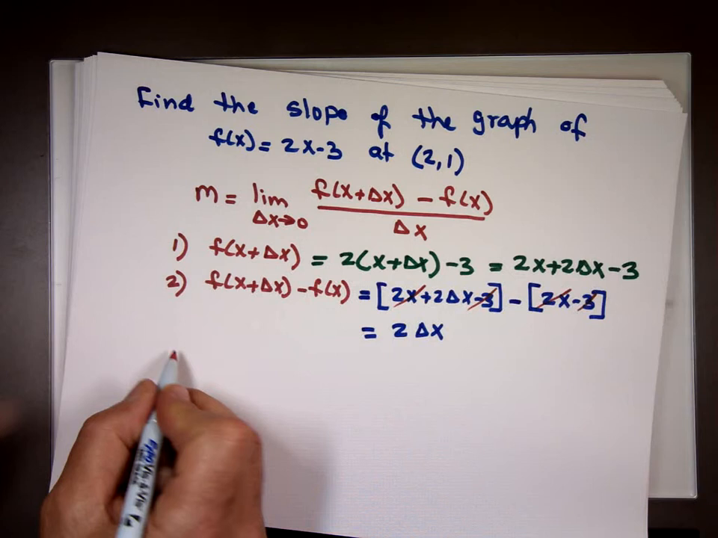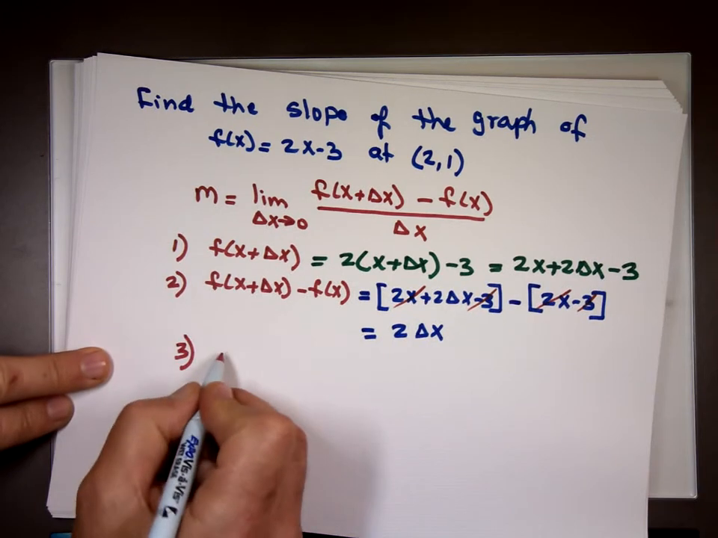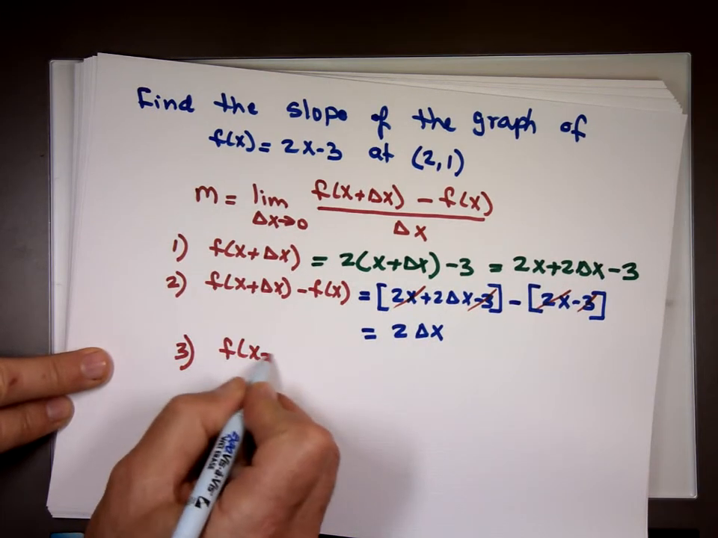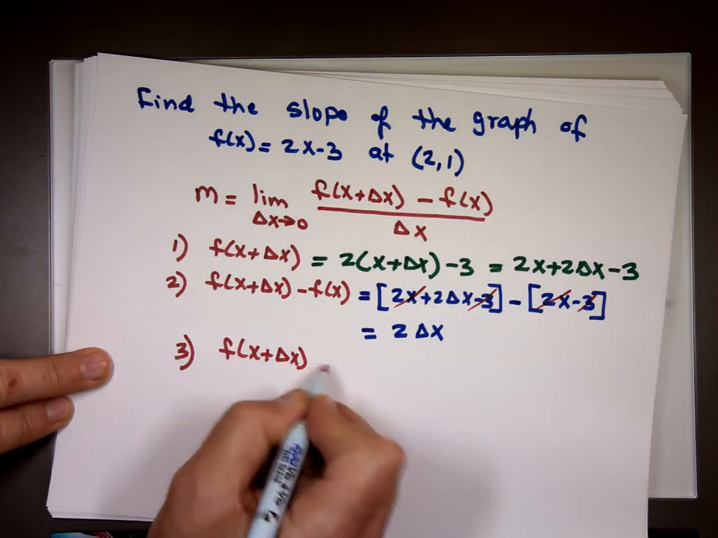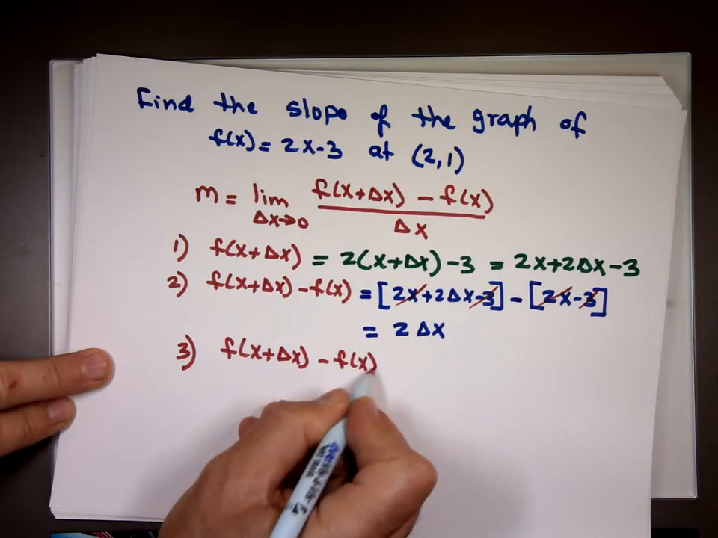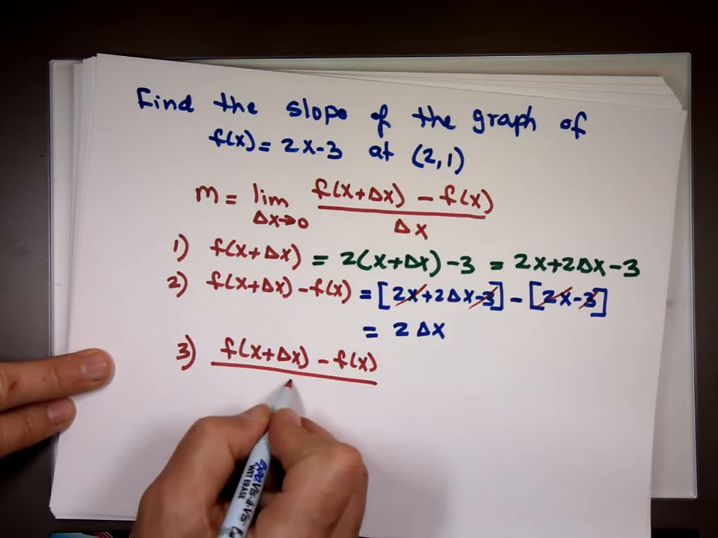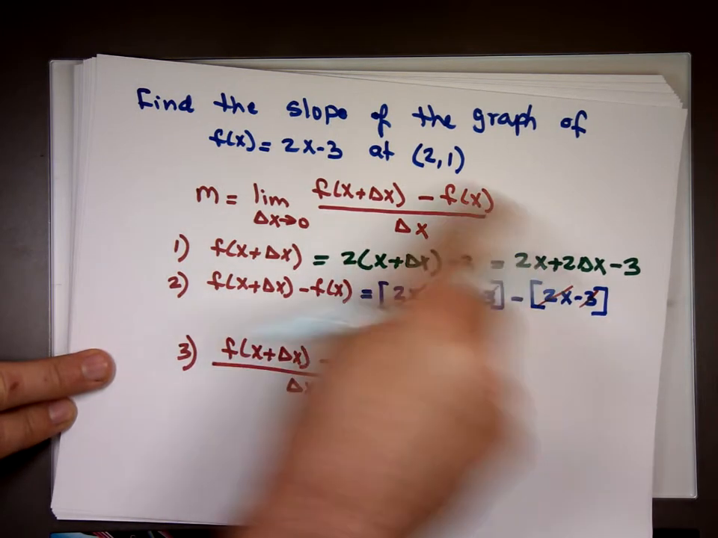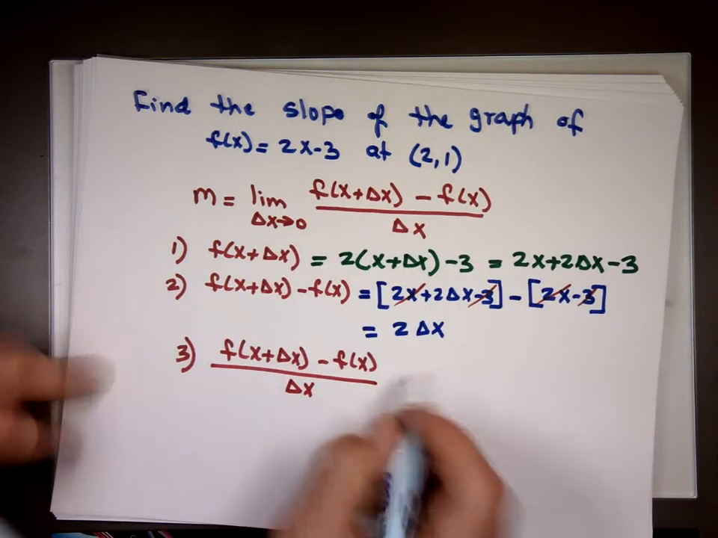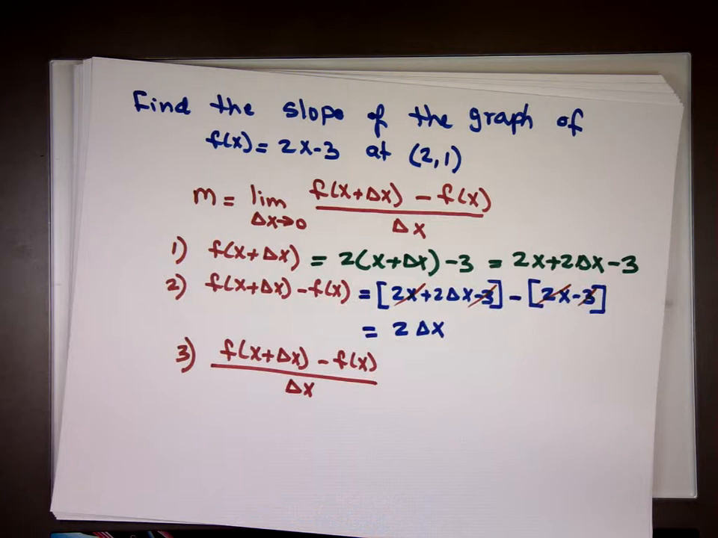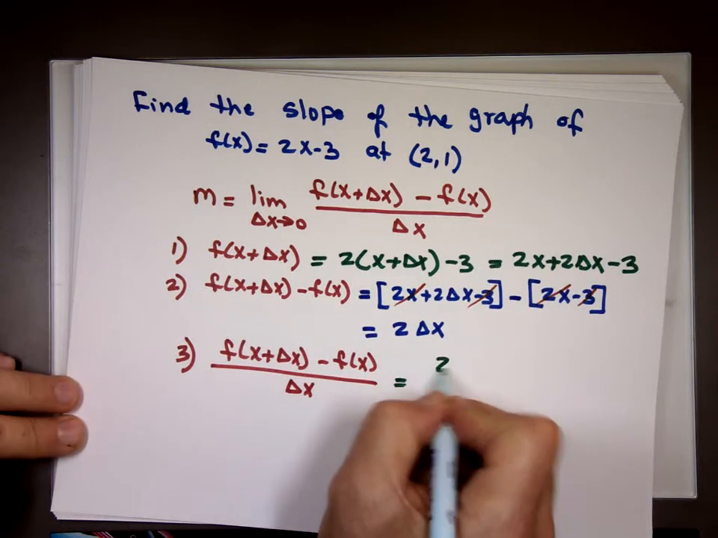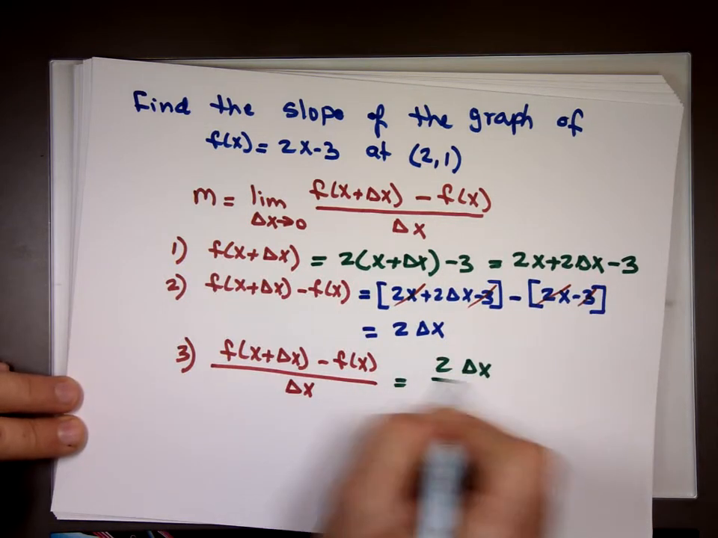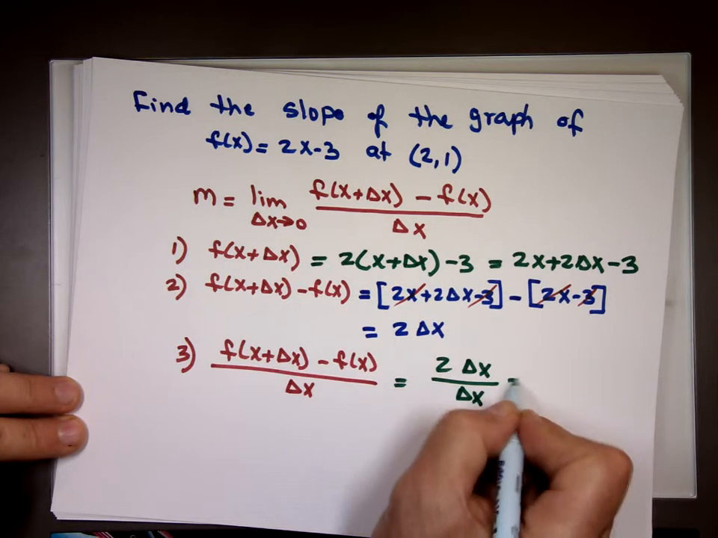What's step number 3? Take the answer from step number 2 and divide it by delta x. That's what this one says, divided by delta x. So I know the answer to step number 2. It's 2 delta x divided by delta x, and what's that answer? 2.